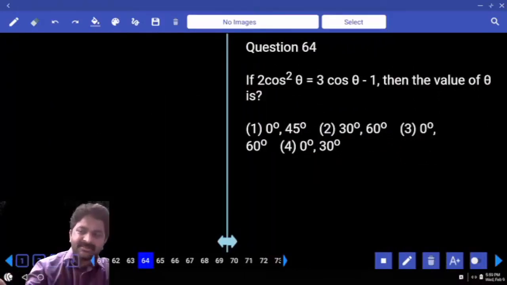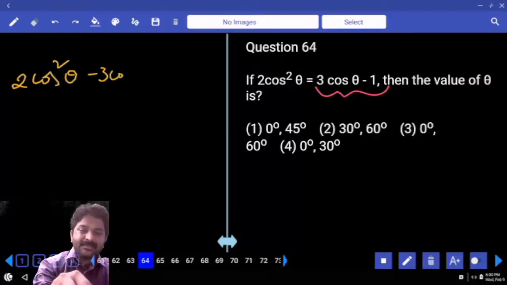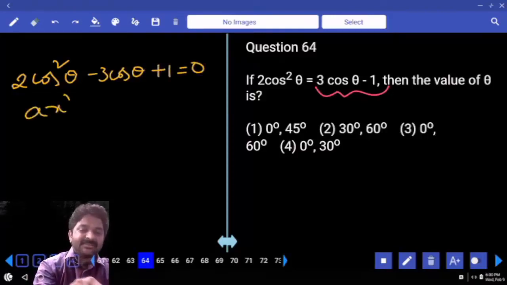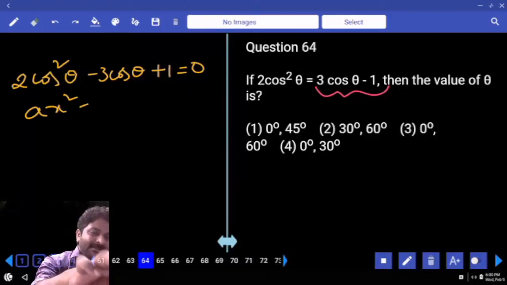Right, 2 cos square theta. Take these two values to left hand side. 2 cos square theta minus 3 cos theta plus 1 is equal to 0. Correct? It is in the form of ax square minus bx plus c is equal to 0 only. Quadratic equation form. Correct? Right.